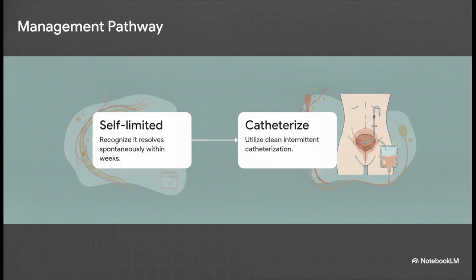Management is incredibly specific. Step 1, recognize that this is a self-limited condition. Most cases resolve spontaneously within a week as the pudendal nerve and pelvic floor muscles heal. Step 2 is your definitive management. Utilize clean intermittent catheterization to drain the bladder and prevent further stretch injury while the atony resolves.